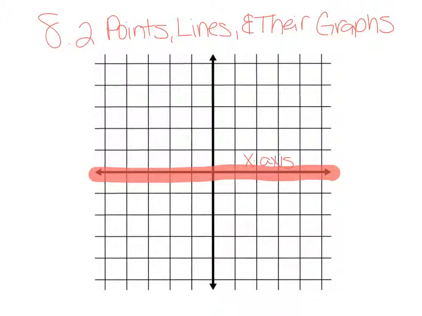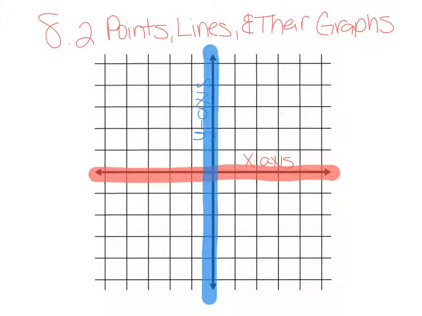Okay, well, let's talk about the other really important line on here, and it's the one that goes up and down. That vertical line is called what? The y-axis. The y-axis. Okay, and then this is actually just a vertical number line, like we talked about back in chapter 10 when we were graphing inequalities.